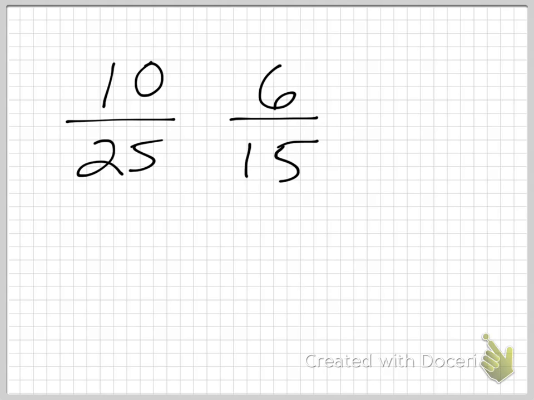What method did I just tell you to use to figure out whether or not fractions are equivalent? What did I tell you to do? Reduce them as far as they can be reduced. If they are equivalent fractions, then they will reduce to the same fraction. 10/25. How do you reduce fractions, by the way?